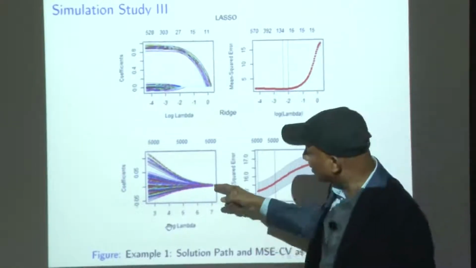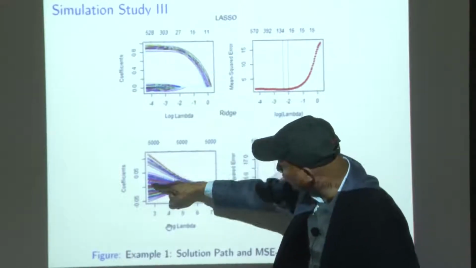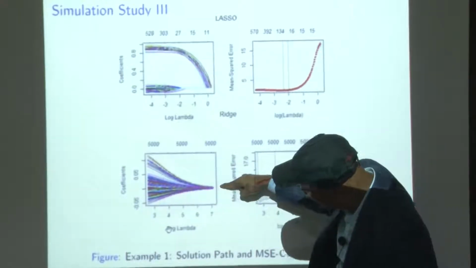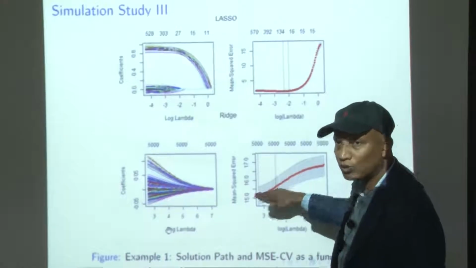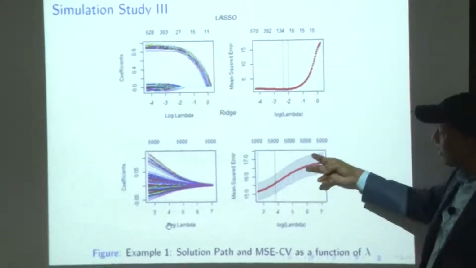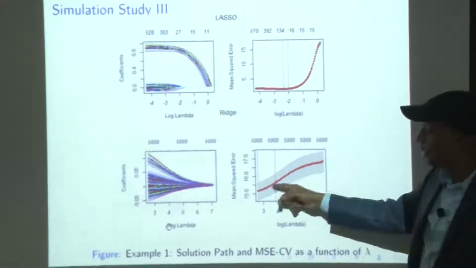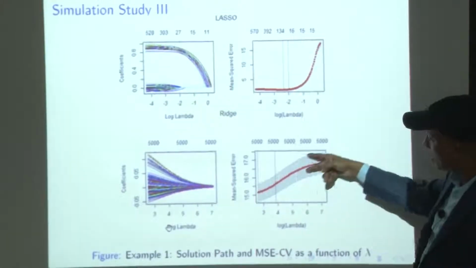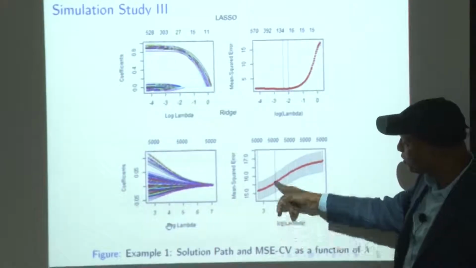Ridge, and you can see that all are coming down towards 0, but nothing is 0. It's going asymptotically towards 0, but it will never be 0. And this is the log lambda by doing this cross validation, mean square error, how does it happen, and then they choose a point here.